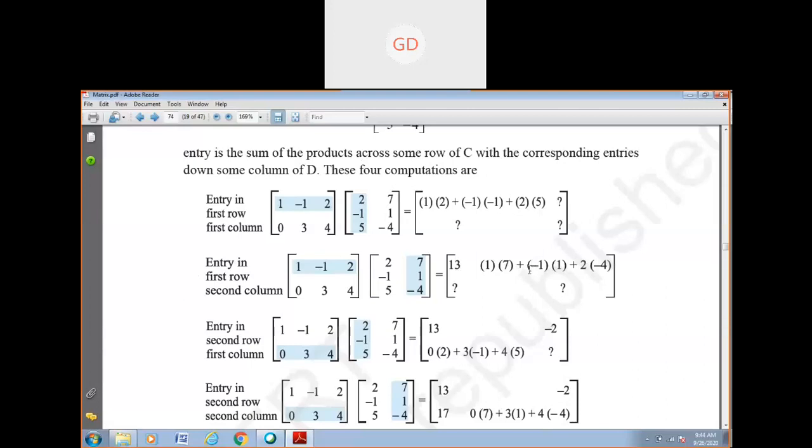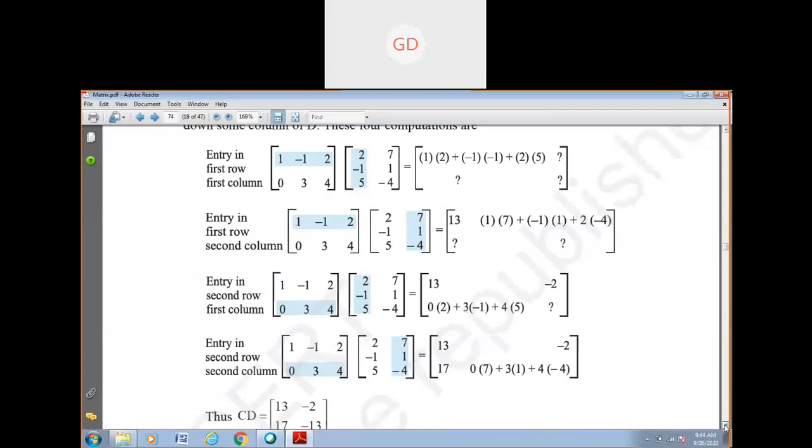Multiplication by the first row is over. First row into first column, we have got 13. First row into second column, we have got this one, and this gives us minus 2. Since there is no other column in the second matrix, multiplication by the first row is over: first row into first column, first row into second column. Similar procedure we have to maintain for the second row.